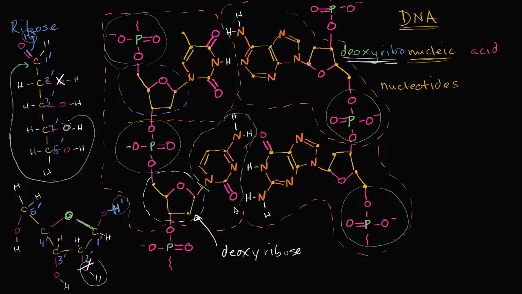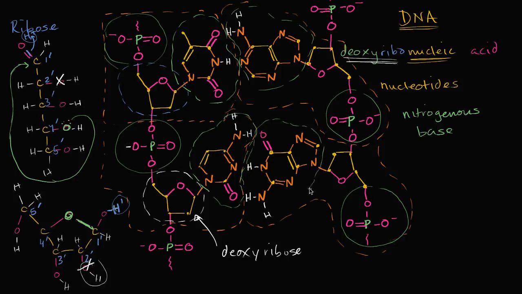And these we call nitrogenous bases. And you can see we have different types of nitrogenous bases. This is a nitrogenous base. This right over here is a different nitrogenous base. This right over here is another different nitrogenous base. Notice this one only has one ring, this one has one ring, this one has two rings. This one over here has two rings. And we have different names for these nitrogenous bases.